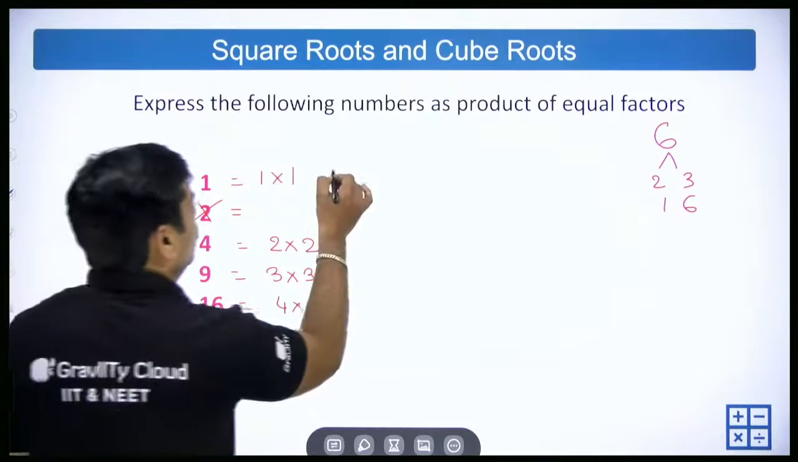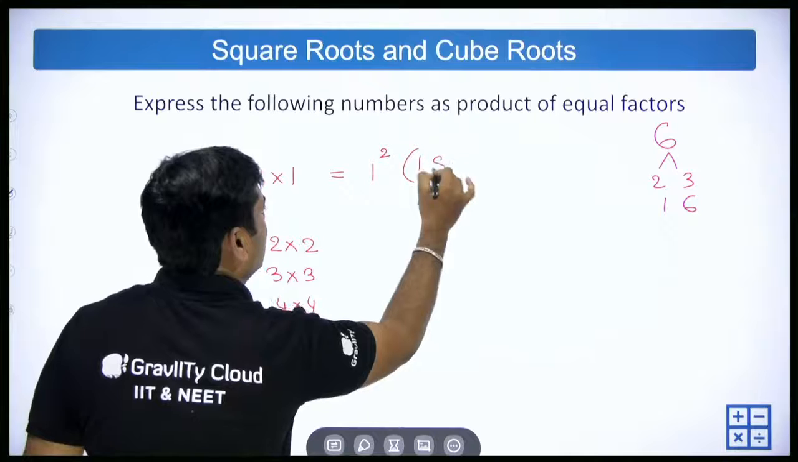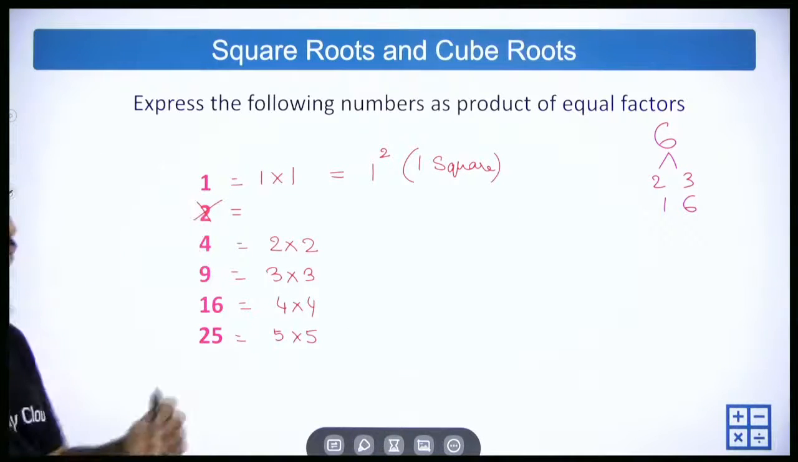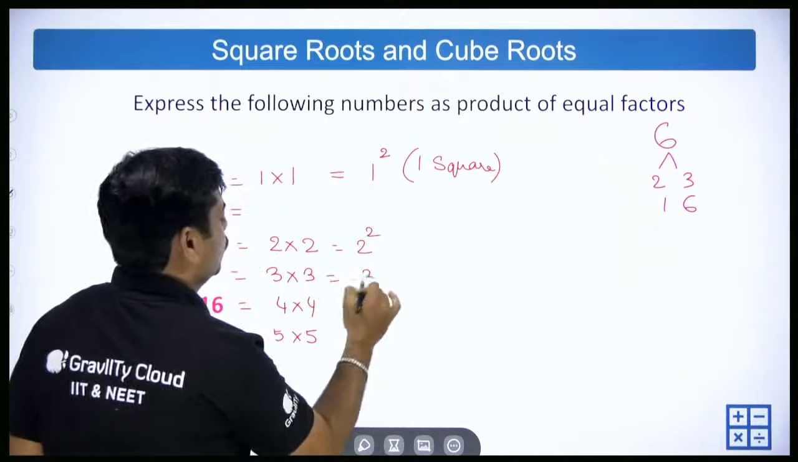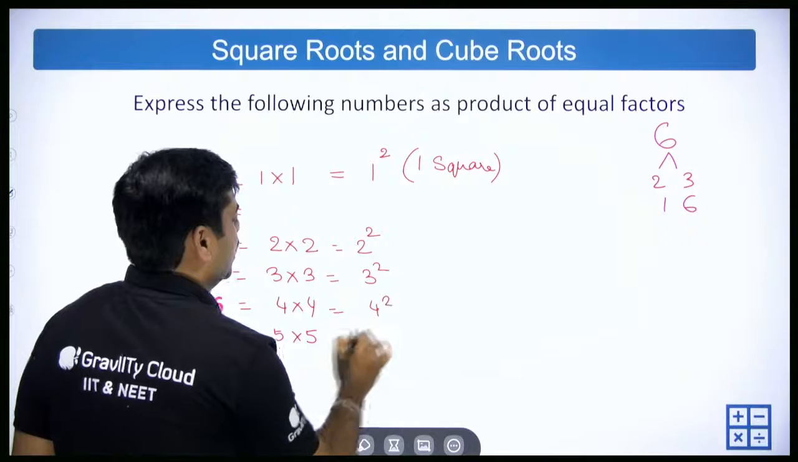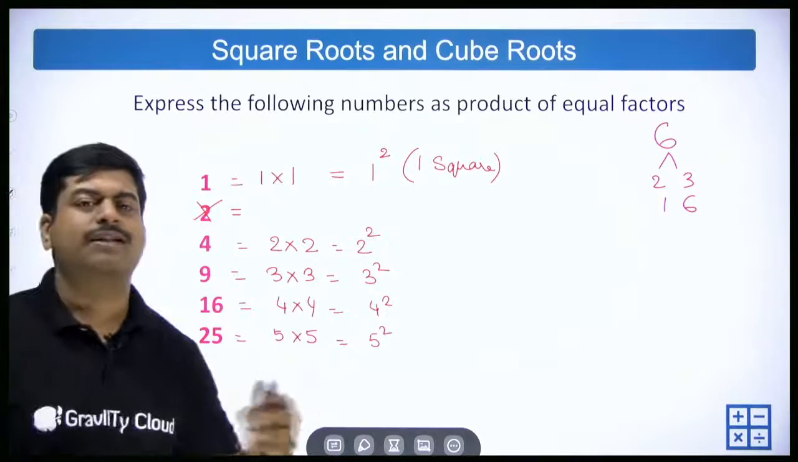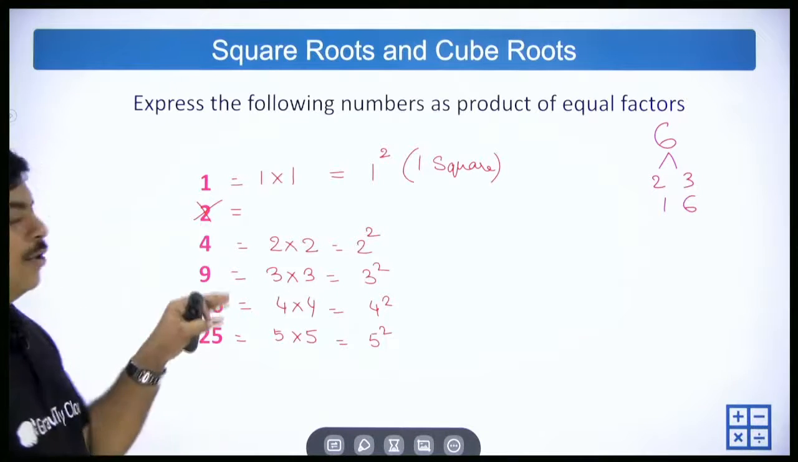1 into 1 we write as 1 raised to the power 2, or simply we read that as 1 square. 2 into 2 is 2 square. 3 into 3, 3 square. 4 into 4, 4 square, and 5 into 5, 5 square, and continuing, we get 6 square, 7 square, 8 square, whatever the numbers are. So this is how you write a square.